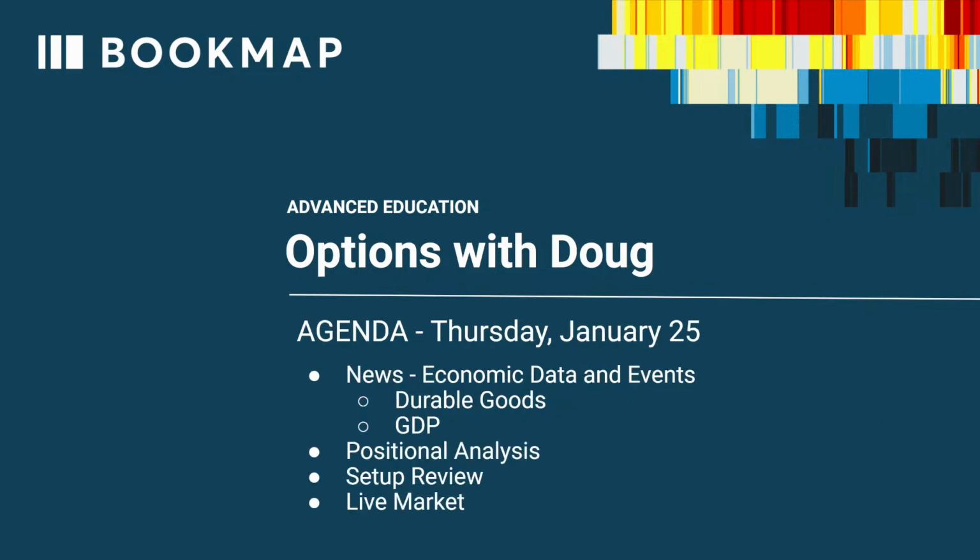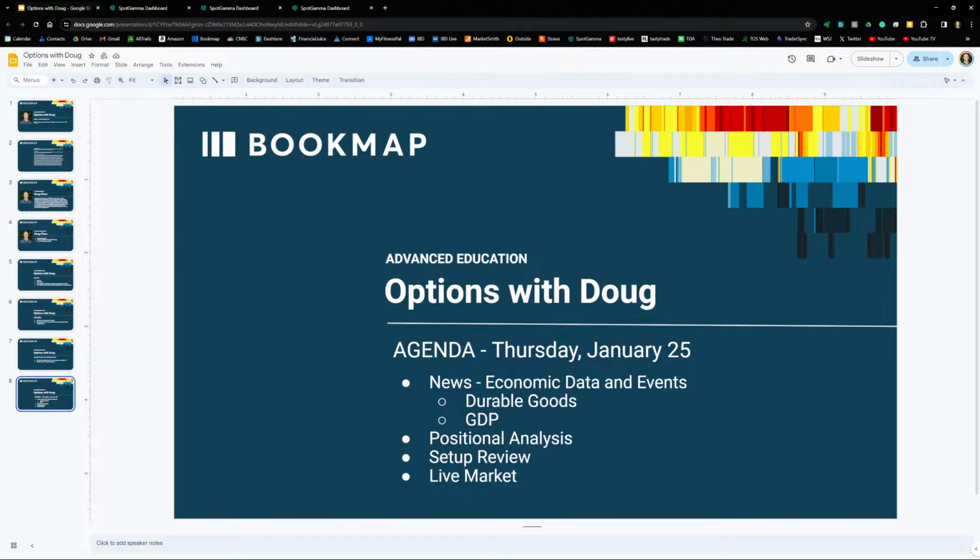All right, here's my agenda for today, Thursday, January 25th. First of all, I want to go over news items, economic data, and events for today and the rest of the week. Then I'll go through my positional analysis. Then I'll review some setups from earlier today, and then we'll take a look at the live market. And when I get to the live market, if anyone has any stocks they want me to take a look at, please let me know, and I'll be glad to do that. All right, let's start with news items. There were a couple of key data releases this morning, so let's take a look at that. And I forgot to bring that over. Give me just a moment.